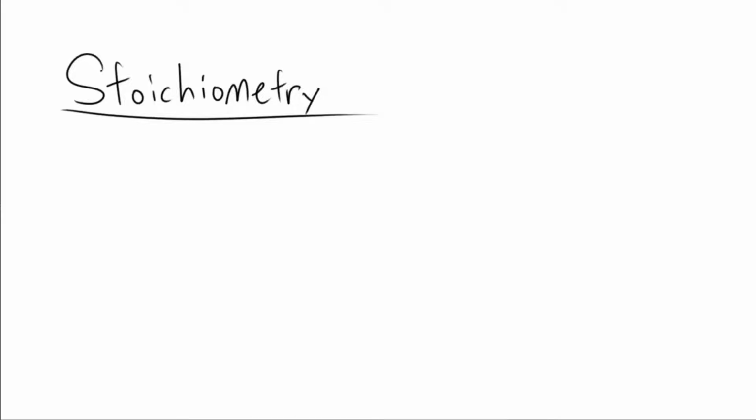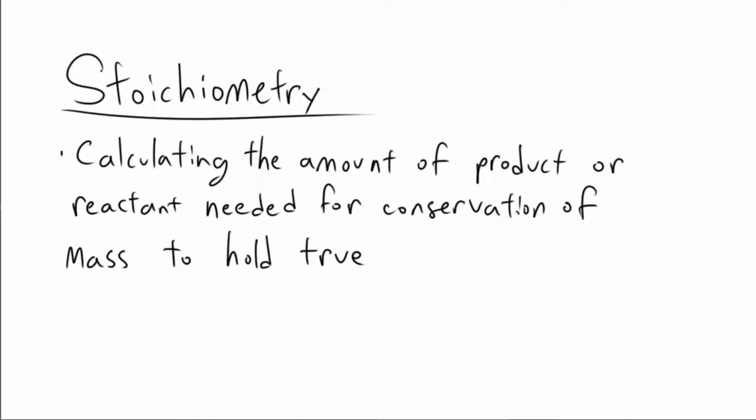Stoichiometry. Well, stoichiometry is essentially the way you find out how much reactant you need to make an amount of product, or how much product you can make with the amount of reactant you have.